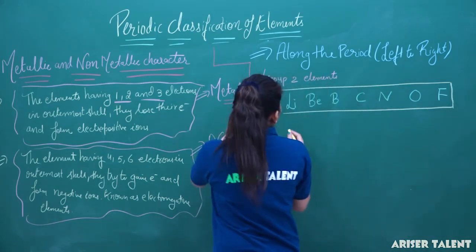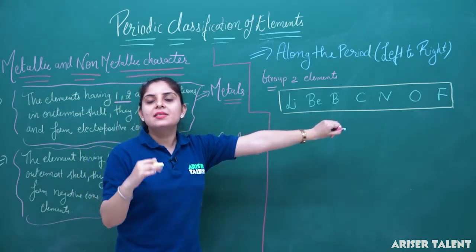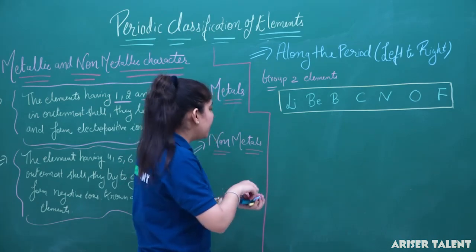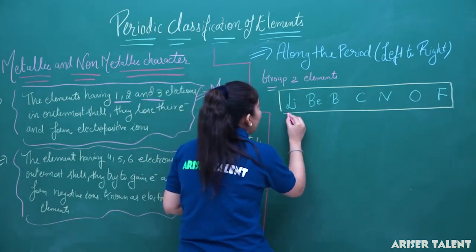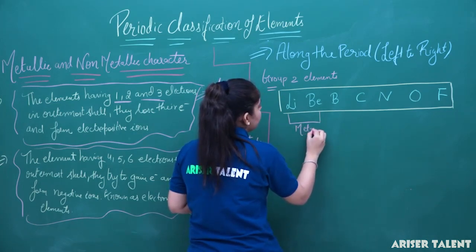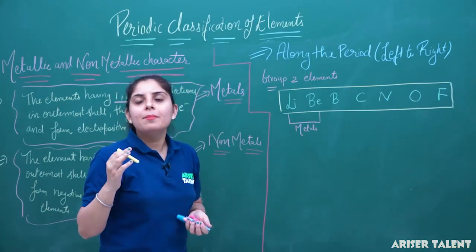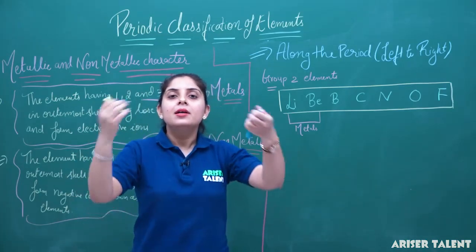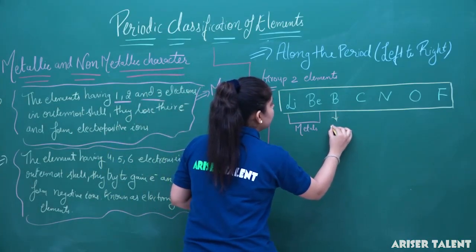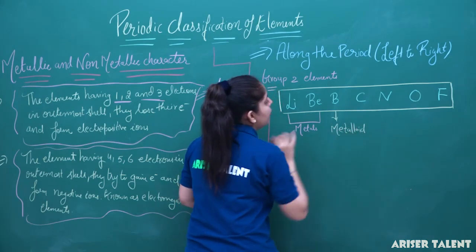Now, if I am moving from left to right in the periodic table, it means if I am considering the periods in the periodic table, you can easily observe from there that these two are metals. What about boron? Boron is neither a metal nor a non-metal, but it has a combining property of both. So, we can say that boron is a metalloid.